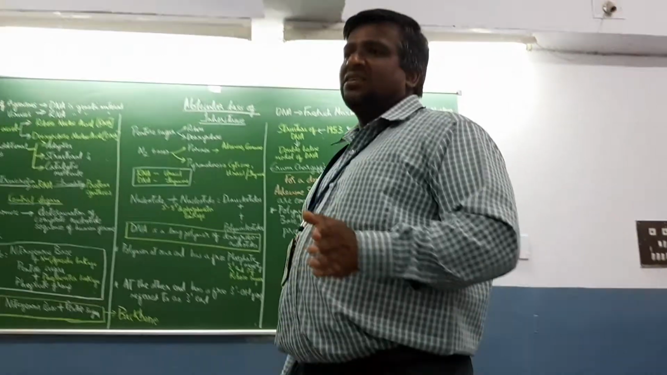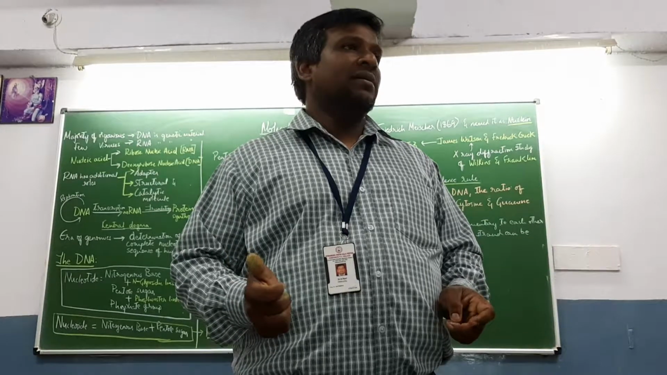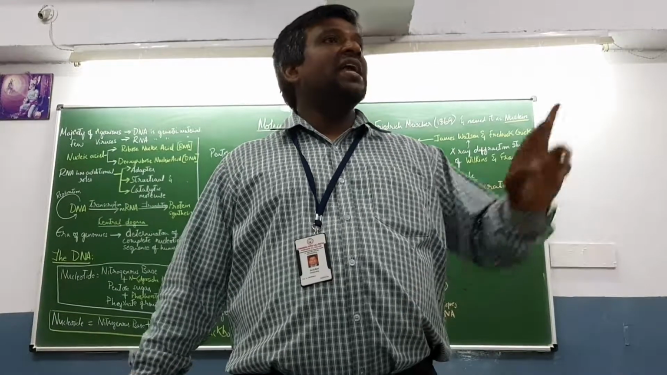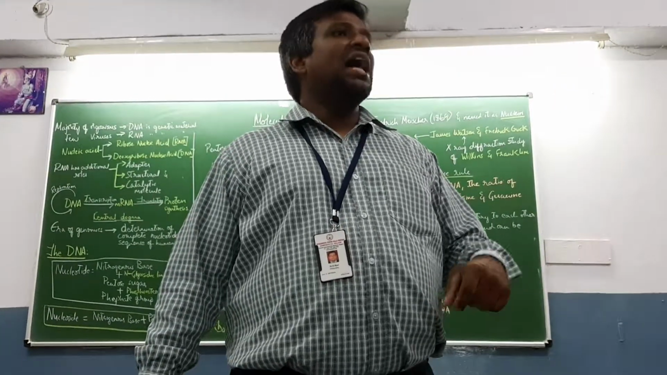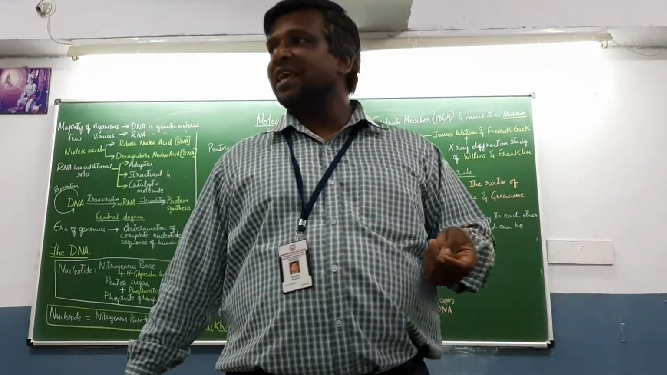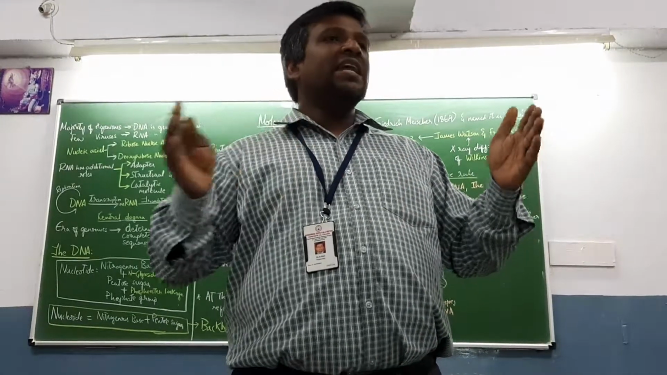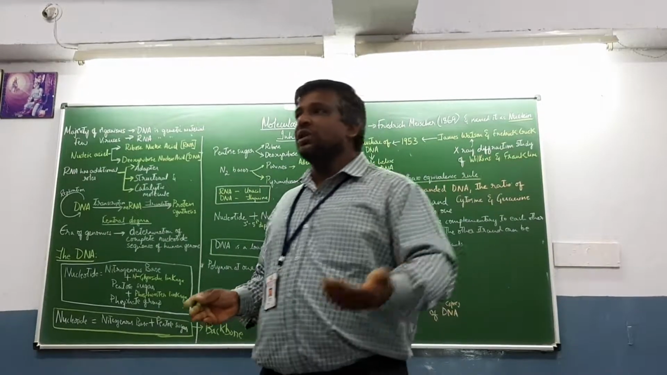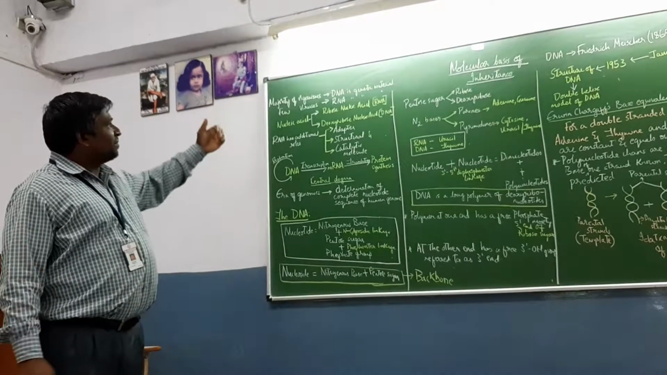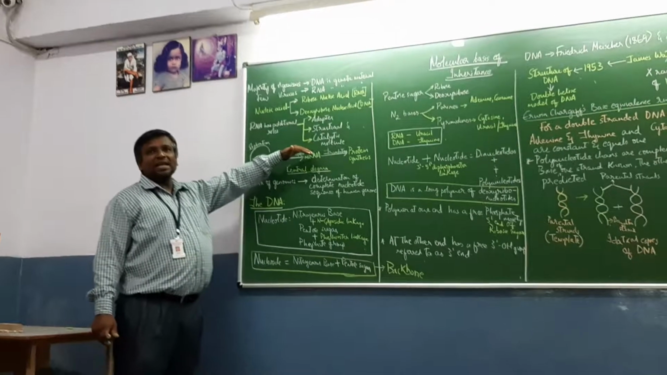DNA has thymine, RNA has uracil. DNA is a double helical structure. RNA is single stranded, except at loops they might be double stranded as in case of tRNA. So these are some major differences between DNA and RNA. Deoxyribose nucleic acid, ribose nucleic acid, whenever we are talking about it. We have already discussed the types of nucleic acid.